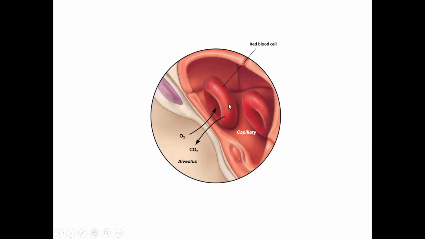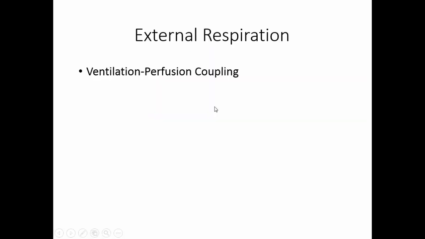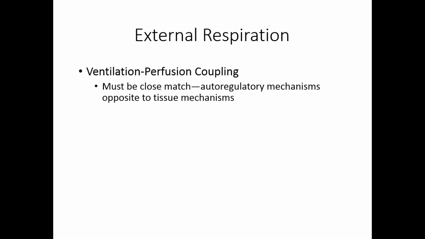Because there is more carbon dioxide in the blood than in the lungs, carbon dioxide will move into the alveoli. Because the oxygen pressure is higher in the alveolus than the blood, oxygen will move into the blood. The ventilation-perfusion coupling has to be a close match. The autoregulatory mechanisms for perfusion of the lungs is the exact opposite to the autoregulatory mechanisms for the tissues.